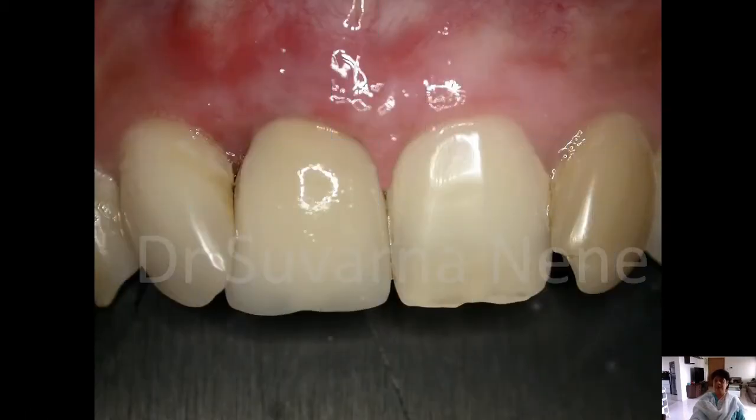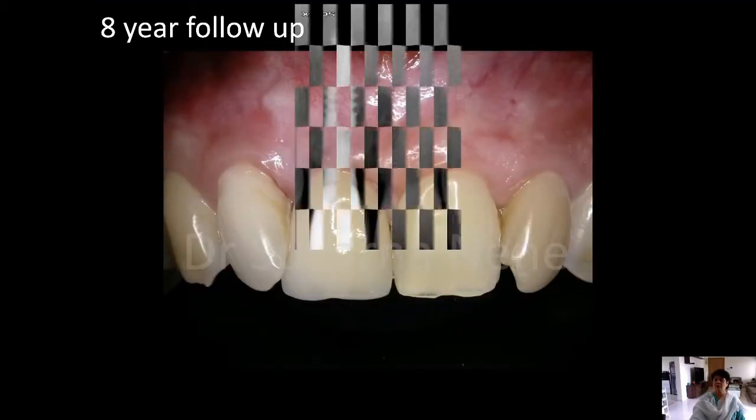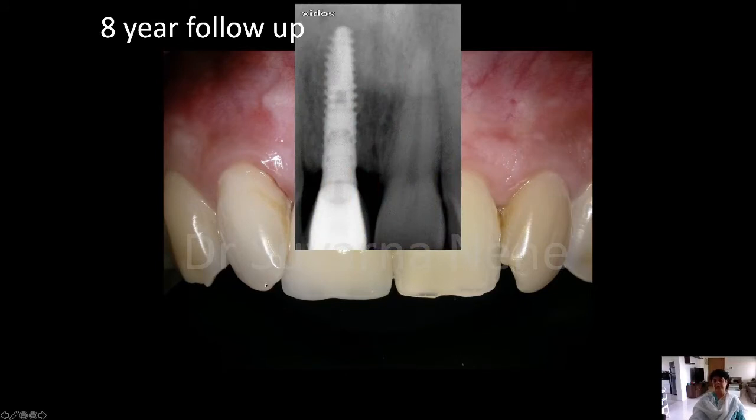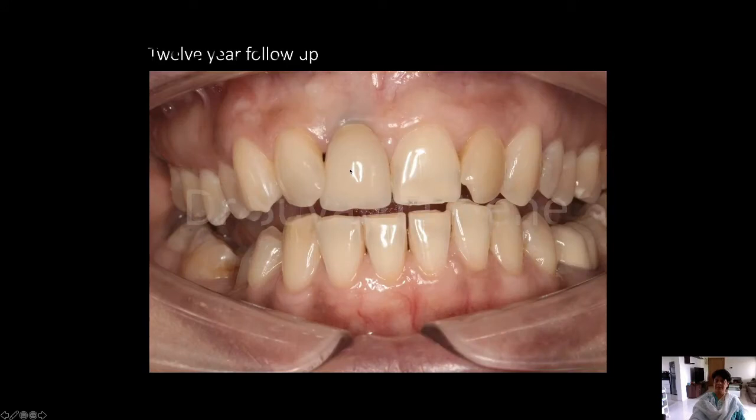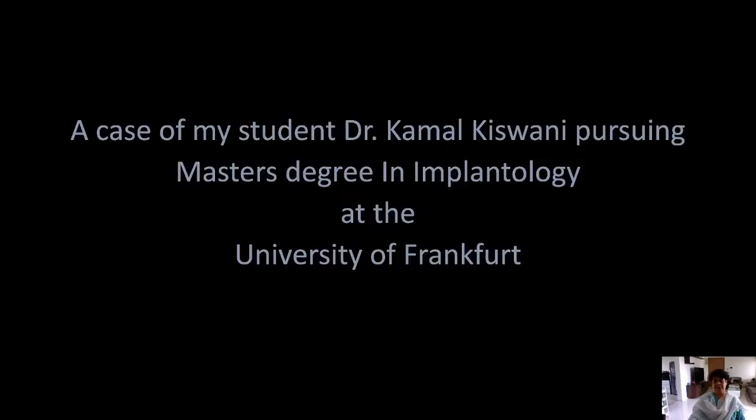So this was after the surgery, after we finished her processes, and then I have an 8-year follow-up picture of her, and look at the radiograph that the bone is stable around the implant. There is no problem. This is a 12-year follow-up. She had recently come to the clinic and even in this radiograph you find that the bone hasn't moved at all. And I'm very happy to see this result of a patient after 12 years.